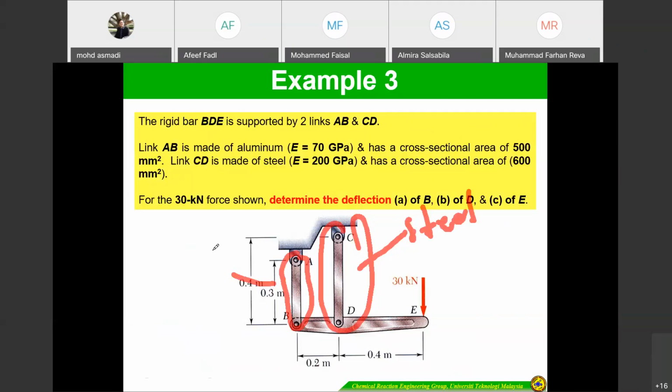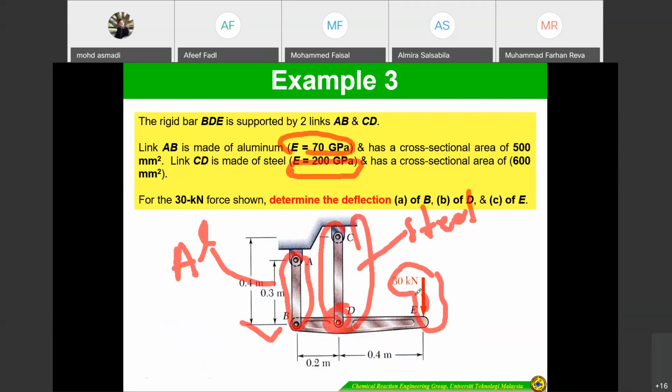This one is aluminium, that's why it has a different Young's modulus. It has a cross section of 600 square millimeters. The force of 30 kilonewtons is applied at point E. Determine the deflection at point B, you can determine D, as well as point E.